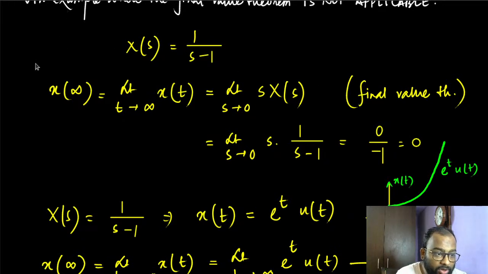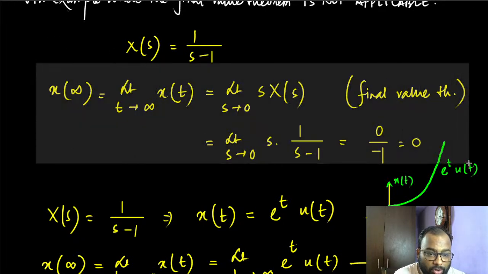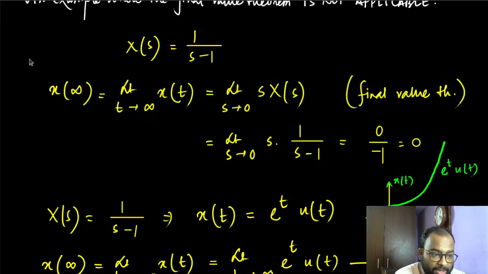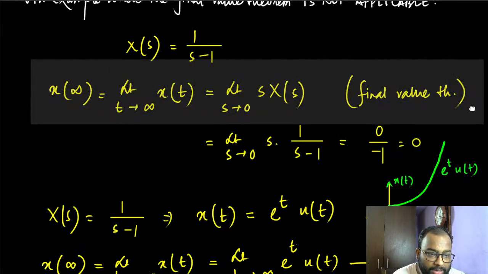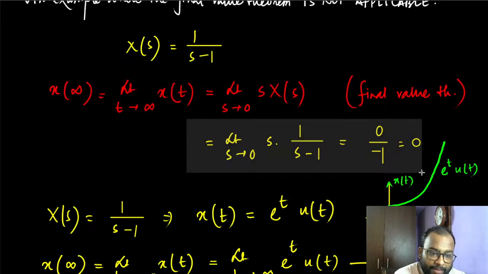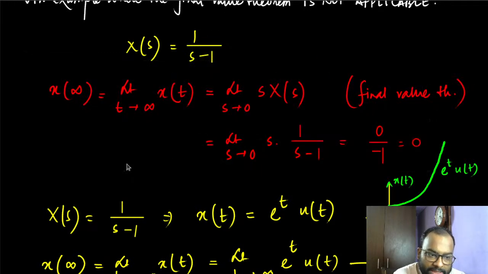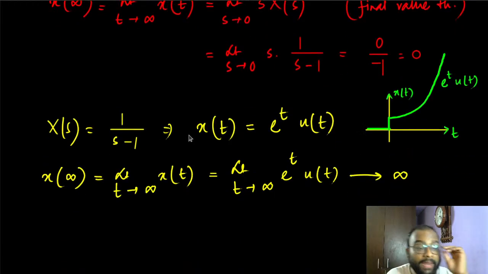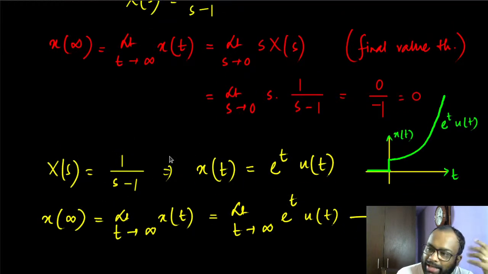So the final value theorem gave you a wrong answer. The final takeaway from this is that the final value theorem is not always applicable directly. The point being, this is due to an unstable system. This corresponds to an unstable system, to unstable behavior. You can see that from this picture here: this is never reaching a steady state.